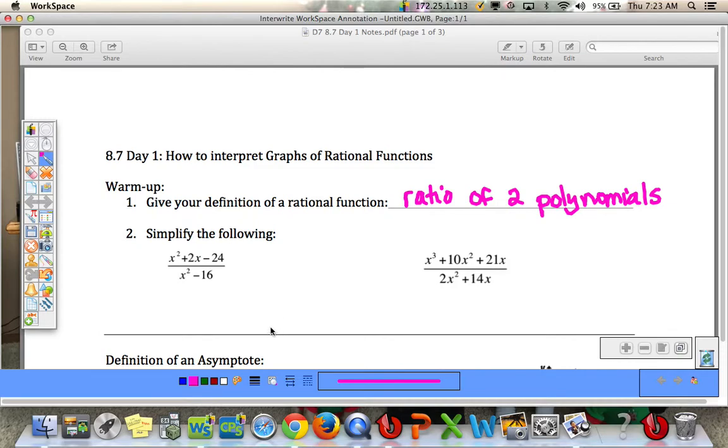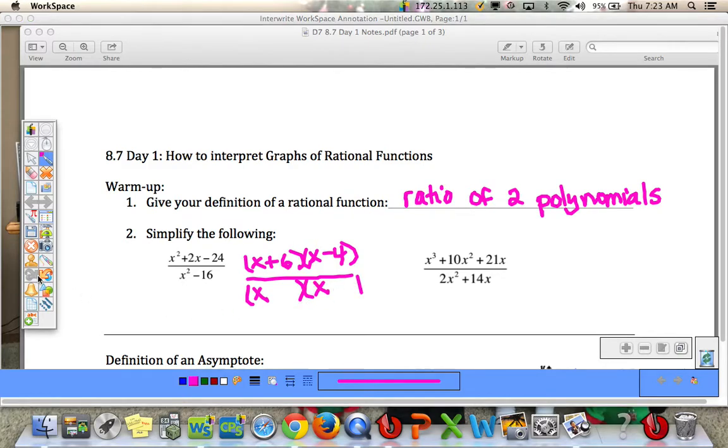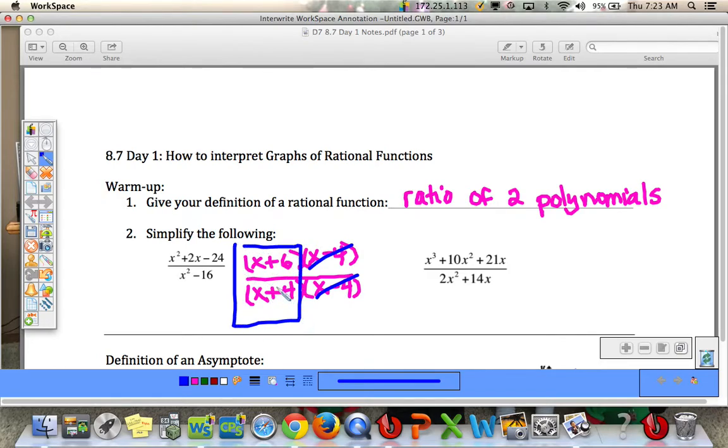Simplify the following. We've learned to simplify. You're going to factor and you're going to cancel the ones. So the first part, you can use a box and circle, or think what multiplies to -4 that adds to 2. So we would have x plus 6, x minus 4. In the denominator, it's difference of squares. And if you take the square root of x squared as x, the square root of 16 is 4. So you'd have x plus 4, x minus 4. Cancel any ones. So the simplified form is x plus 6 over x plus 4.